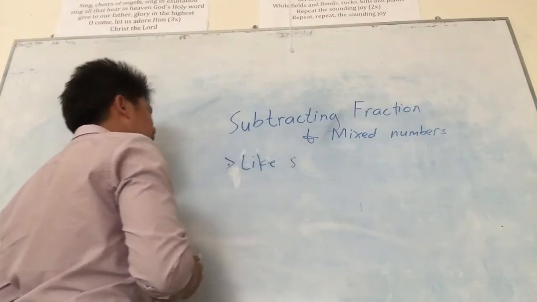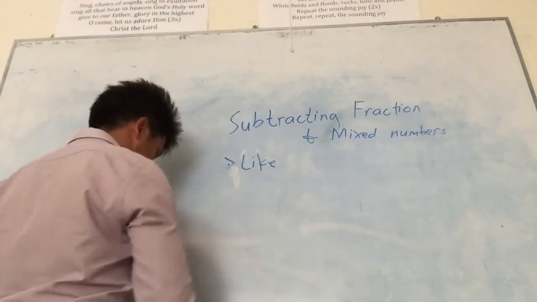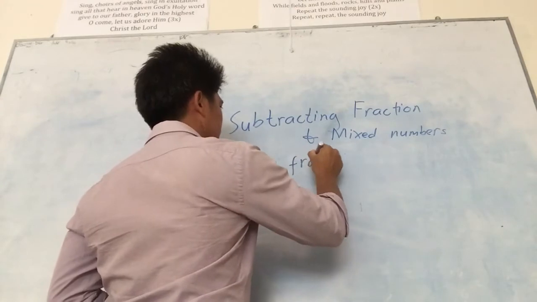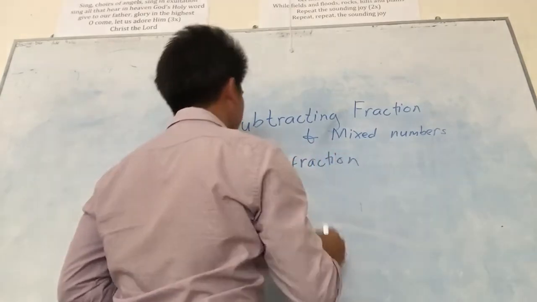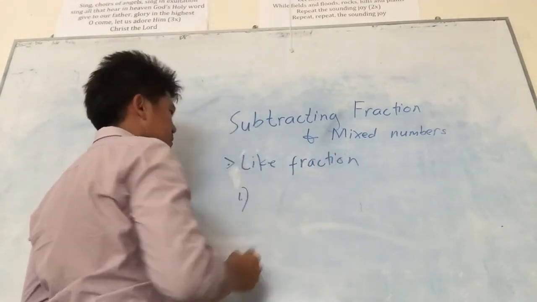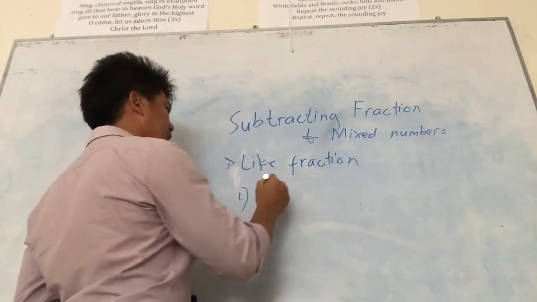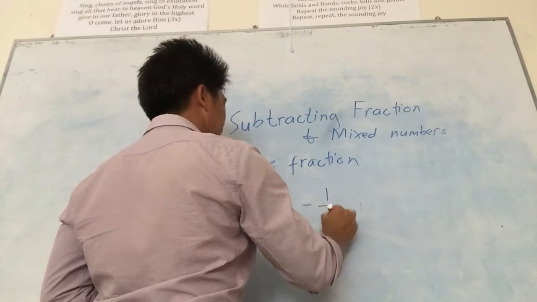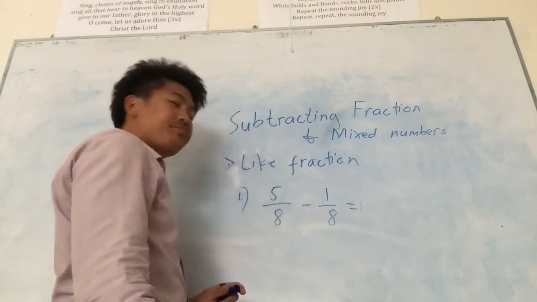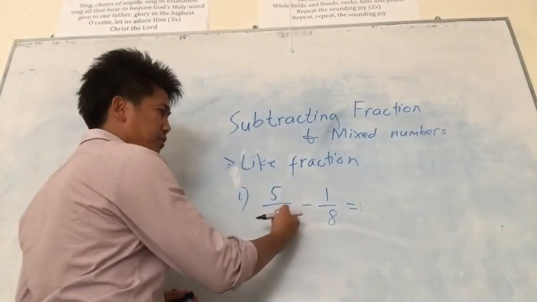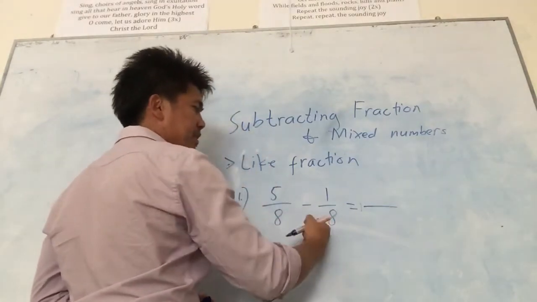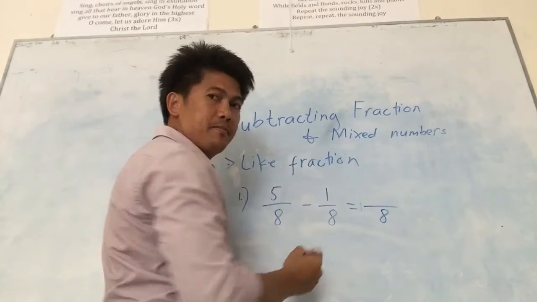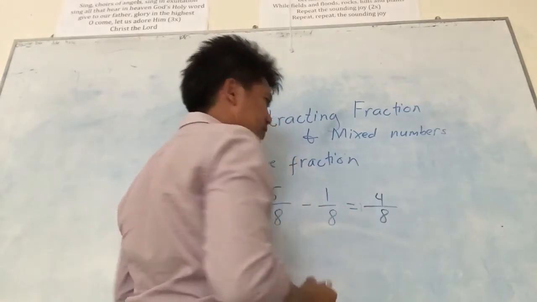Like signs. No, like fraction. Sorry, it's like fraction. Okay. For example, number 1, 5/8 minus 1/8. Okay. So simply copy the number there, 8. Then 5 minus 1 is 4.